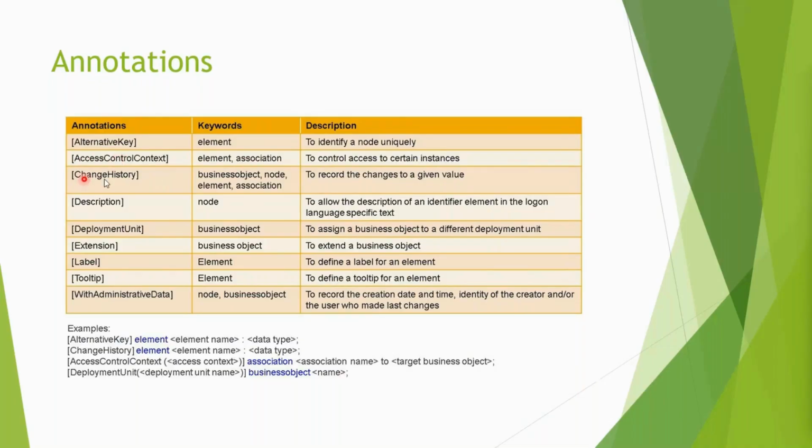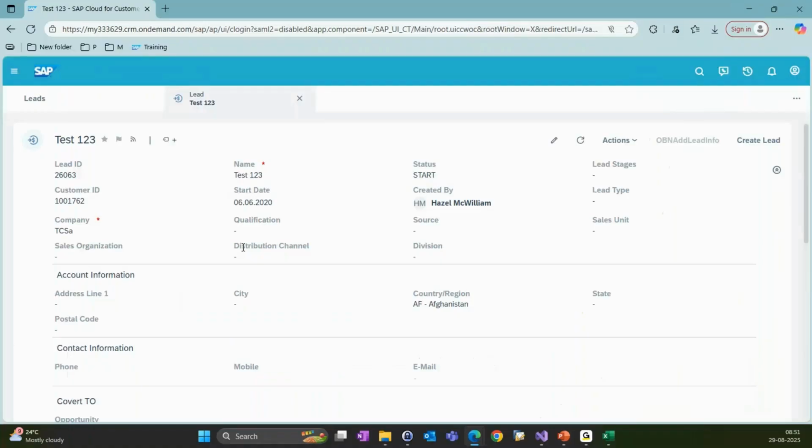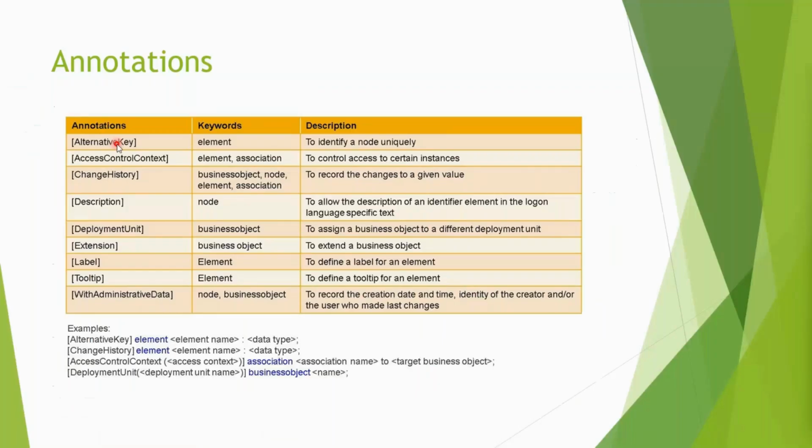Then this is a change history. This can be assigned to a business object node or element or association. Okay, let me show it to you. This lead ID will be a unique key for each record, right? If you want to make the lead ID a unique key, in the backend we have to define this field as an alternative key so that it will be unique. Coming to this one, maybe we'll explain it later.